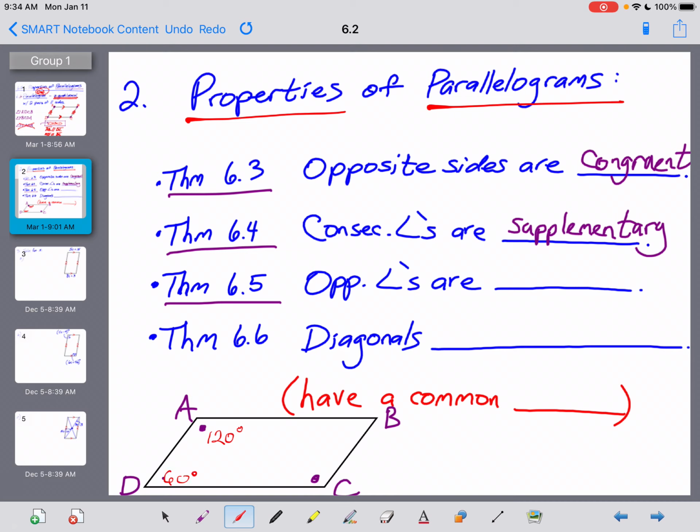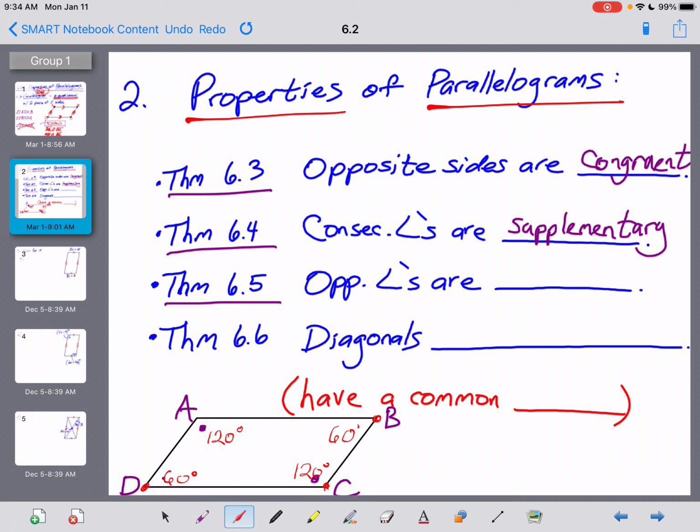But now if I go back to theorem 6.4 again, consecutive angles are supplementary. Angle D right here and angle C, well, those are consecutive angles as well. That means that C would have to be 120 degrees as well. Well, let's keep going. C and B are consecutive angles as well. They've got to be supplementary, so that means that B has to be 60 degrees.